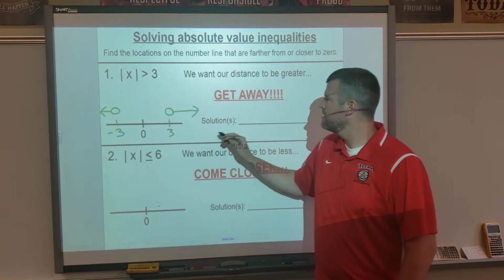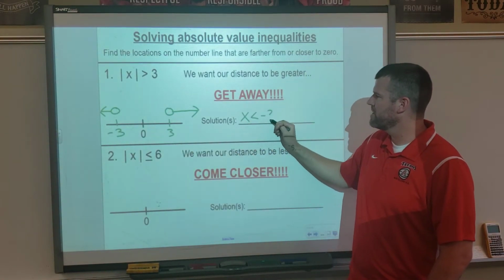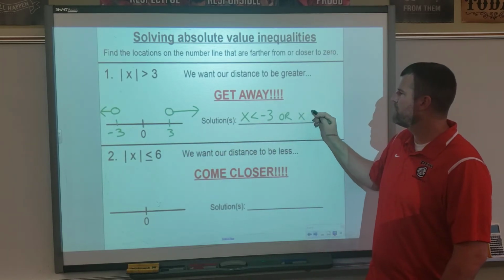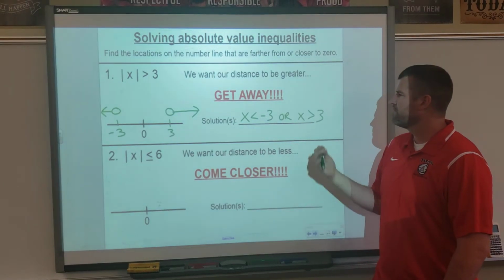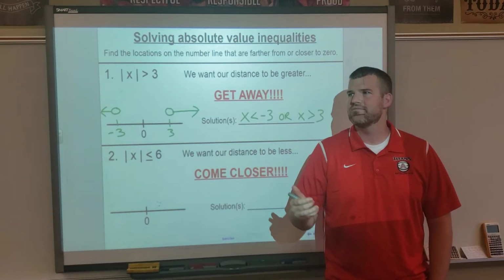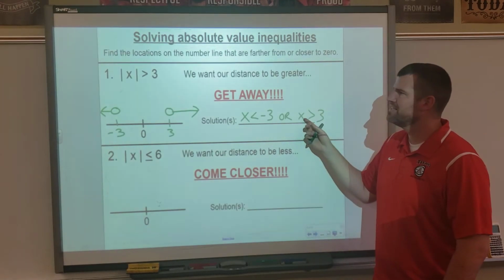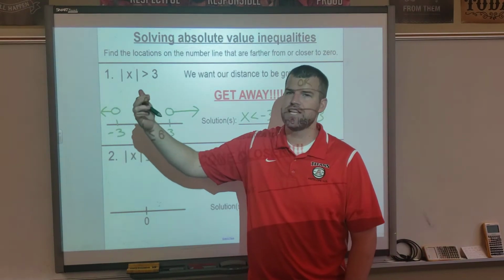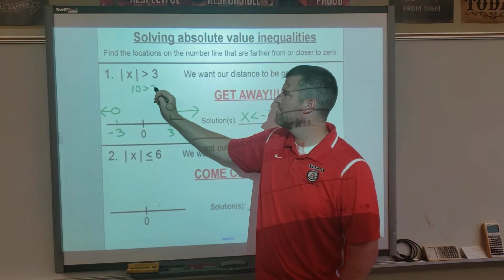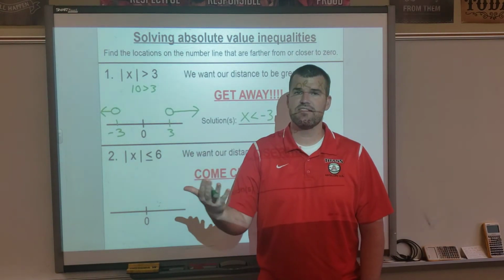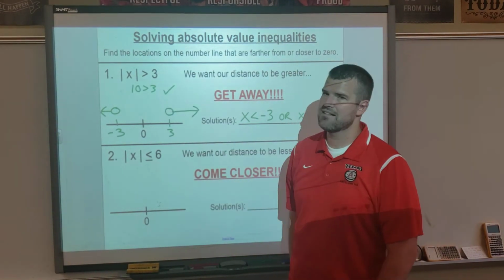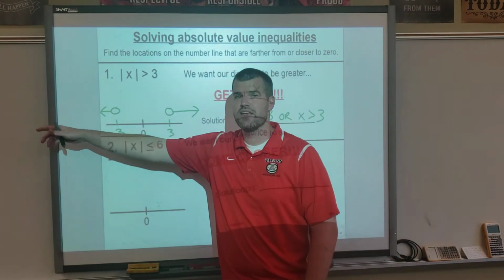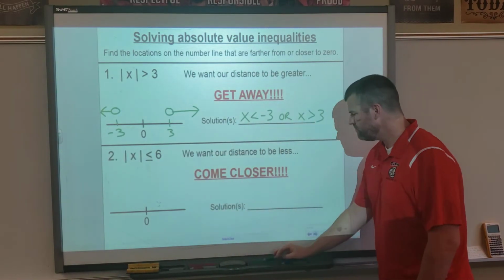This graph is showing all numbers less than -3. Or this graph is showing all numbers greater than +3. So for example, what's a number that's bigger than 3? 10, right? This is telling me that 10 would be a solution. If I plug in 10, what's the absolute value of 10? 10. Is 10 greater than 3? Yes, of course it is. 10 is way bigger than 3. So that would be a solution. So any number bigger than 3 will work, and any number smaller than -3 will also work.